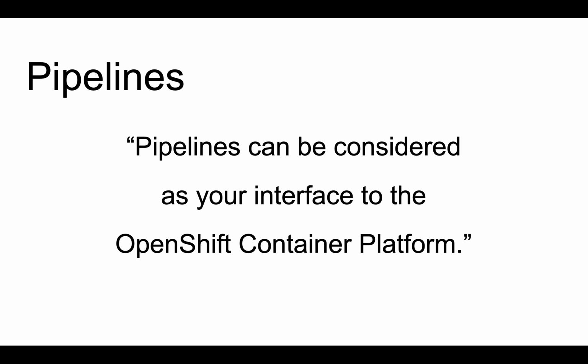So the next part of the flow is the pipelines themselves. Now, I like to consider the pipelines as the interface to the OpenShift container platform. And in one end, they take source code and configuration, and out the other end, they spit out container images and deployments. And for your day-to-day work with the platform, it's effectively your interface. And it's represented by this GitOps flow that I've defined here.